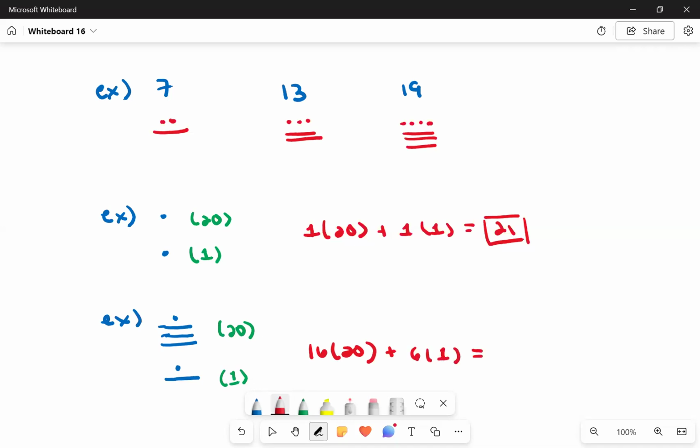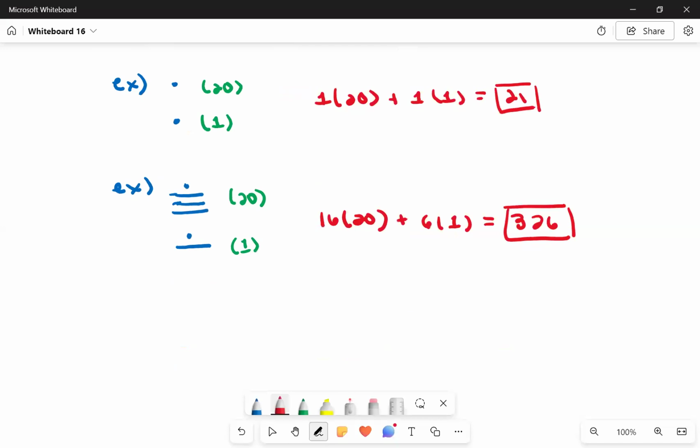Okay, so grabbing my calculator and calculating 16 times 20, I get 320 plus 6, so 326. All right. Now, there is one obnoxious thing about the Mayan number system, and I'm going to show it to you.